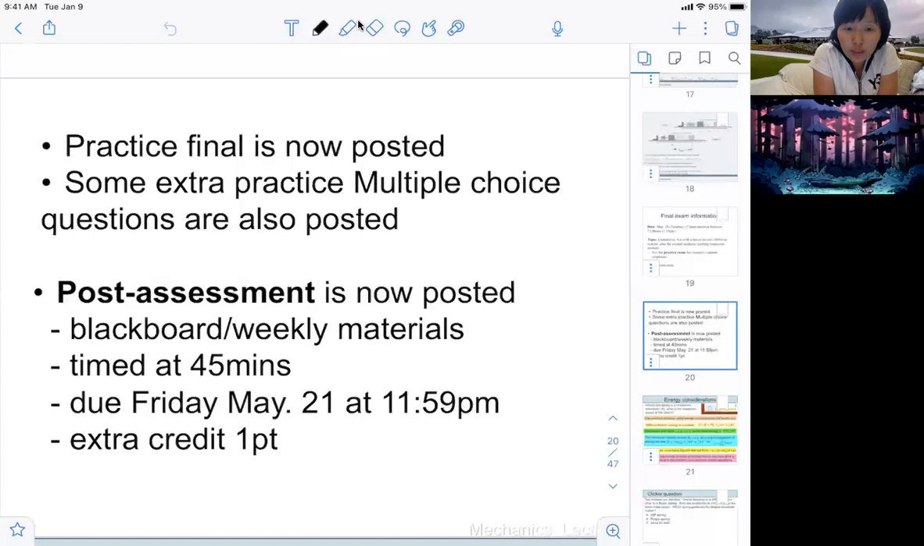It will be due at the end of May 21st, the week after the final. Make sure you have that done before then, so I can compile that into your grades. You get extra credit of 1 point added to your final grade, as long as you do them honestly.